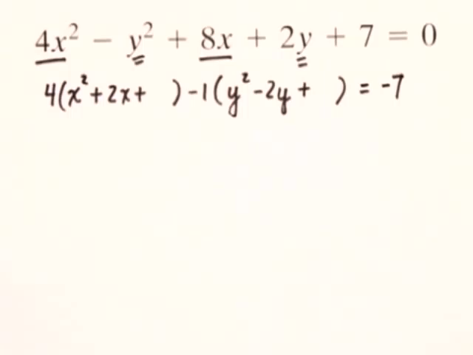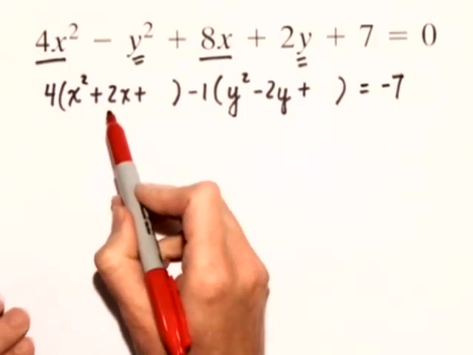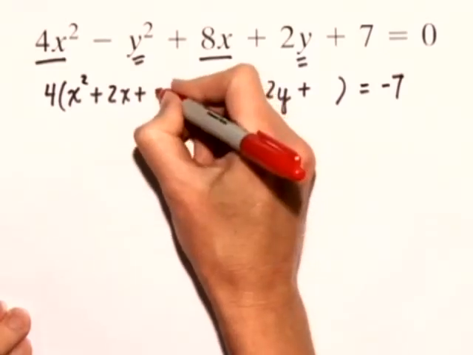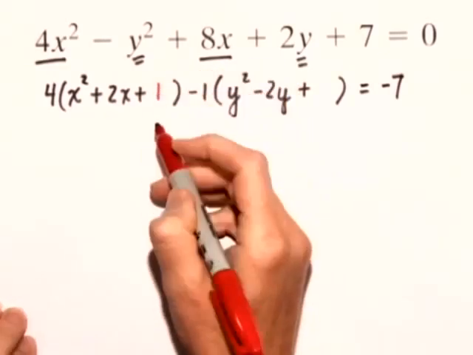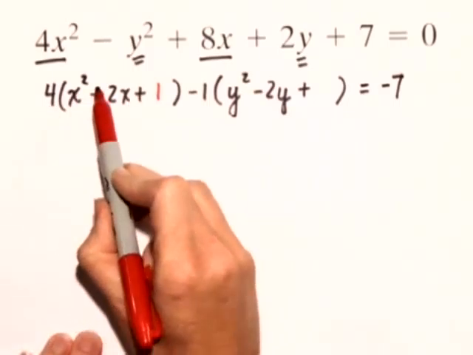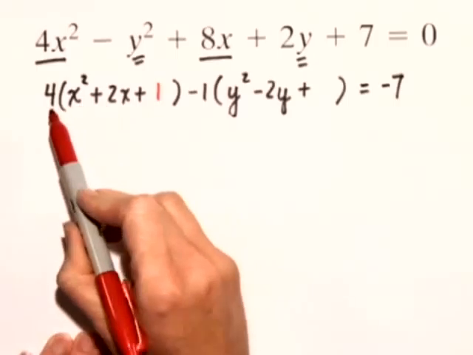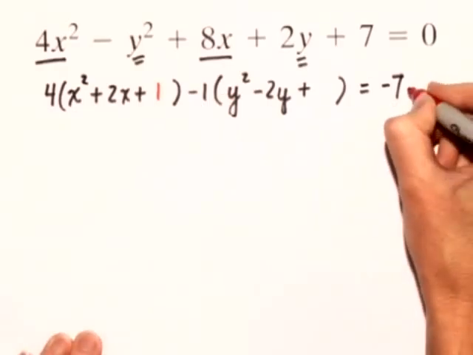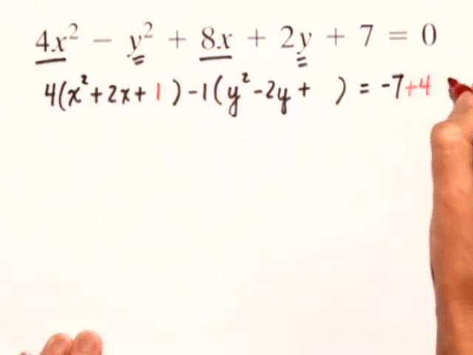So let's complete the square. Half of our linear coefficient 2 on x is 1. 1 squared is 1. So we add 1. Now, we really had the effect of adding 4 times 1, or 4, because this 4 is in front of the parentheses. So on the left-hand side, we really just added 4, so we'll do the same on the right.